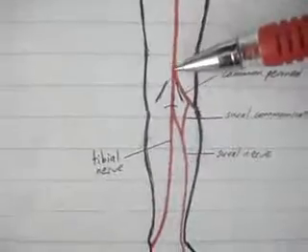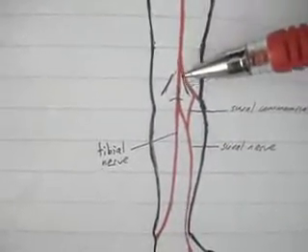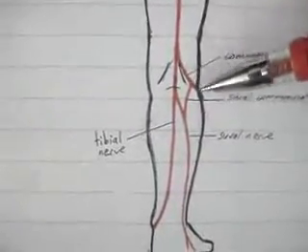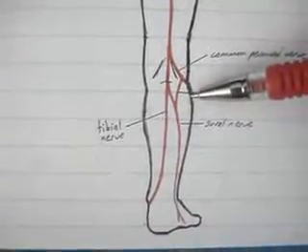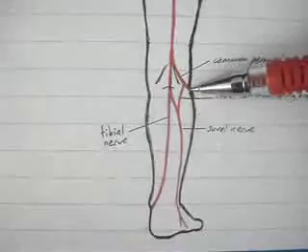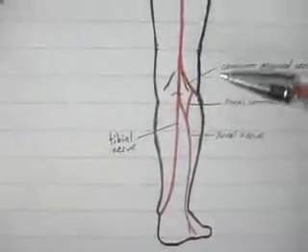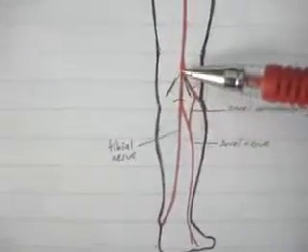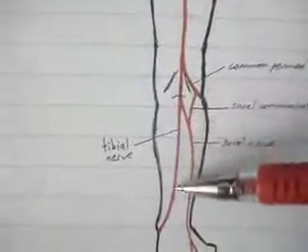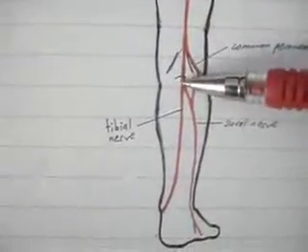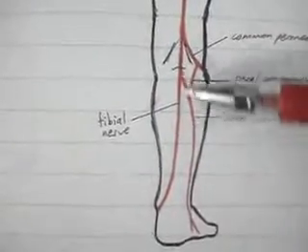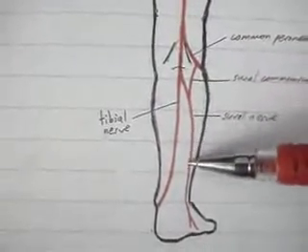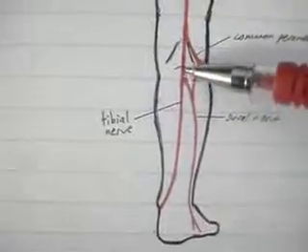Whereas the common peroneal nerve, within the popliteal area, it's going to turn laterally and wrap around the neck of the fibula, which I'll show you in a different diagram. The tibial nerve, which we said is here, gives off a major cutaneous nerve called the sural nerve here, which I've said previously innervates the lateral aspect of the leg and foot.